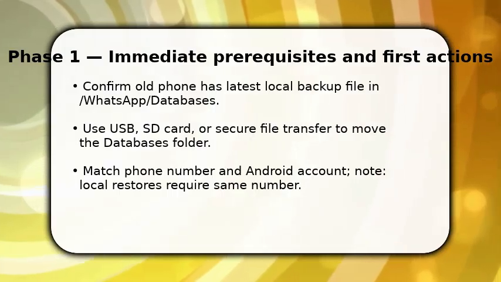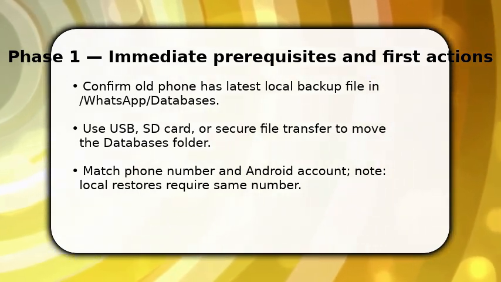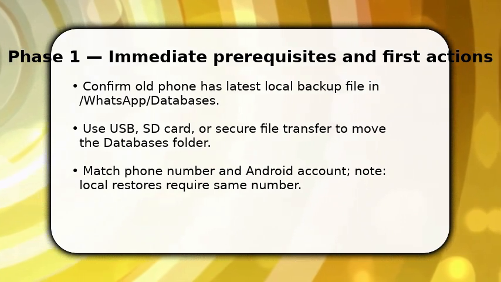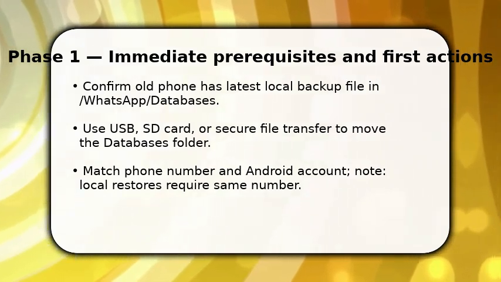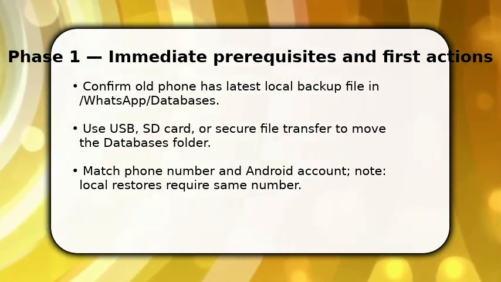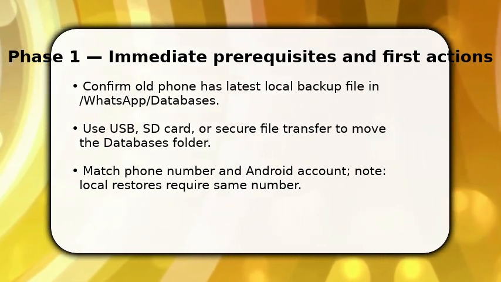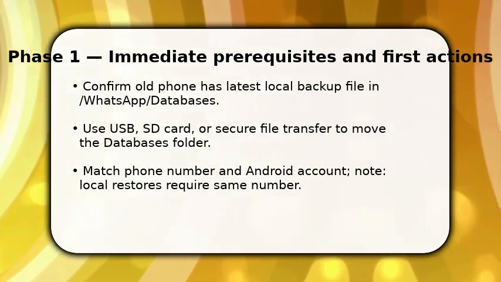You start by locating the local backup file named like msgstore.db.crypt12 in the WhatsApp databases folder. This is essential. Once found, transfer the entire databases folder to the same path on the new phone using USB, SD, or a direct file transfer app. Make sure file timestamps remain intact.